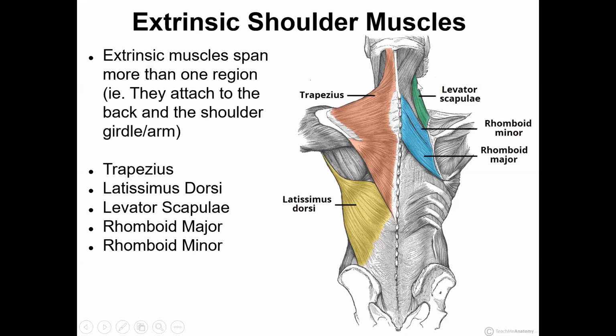Then we've got the levator scapulae, which elevates the scapula. We've got the rhomboid minor, which is the smaller muscle on top, and the rhomboid major, which is the larger muscle beneath.